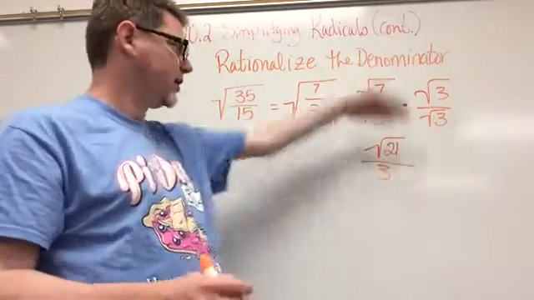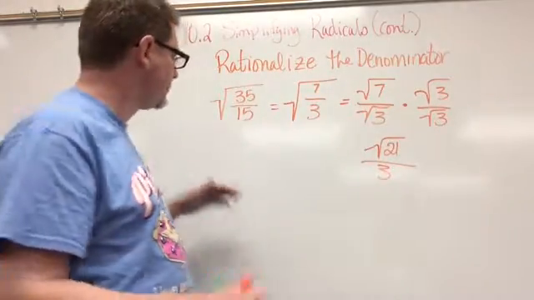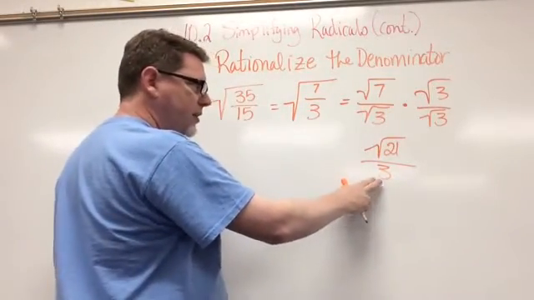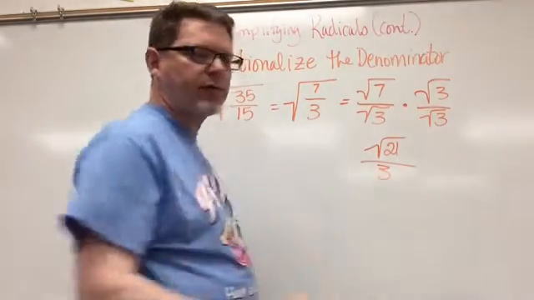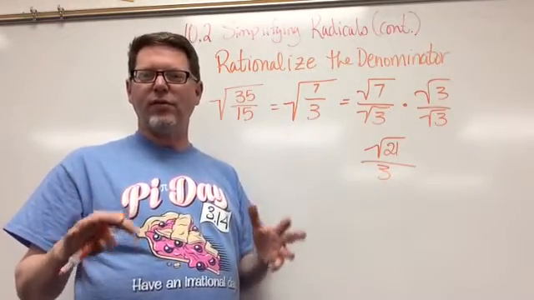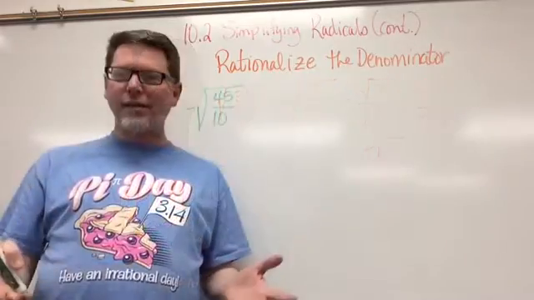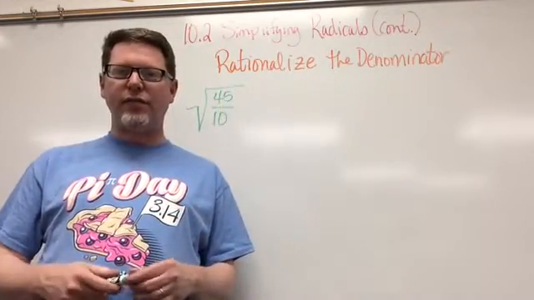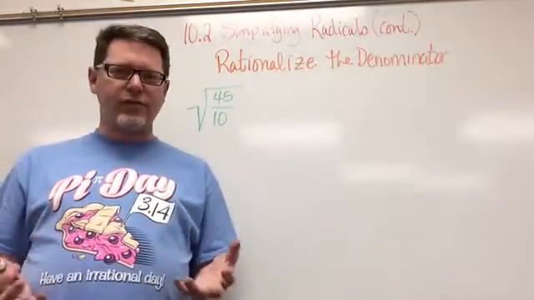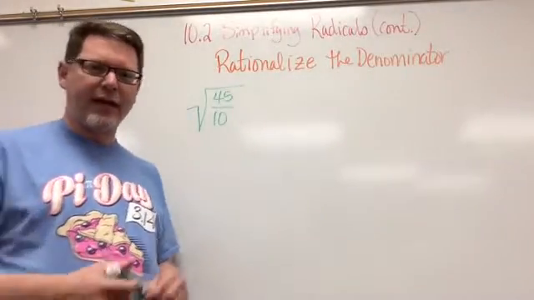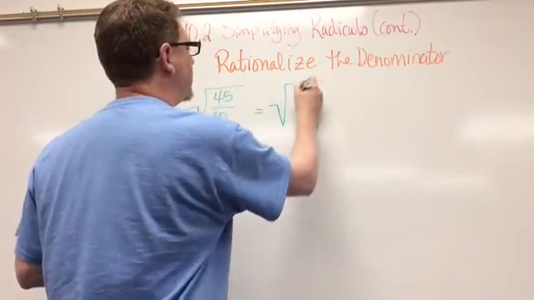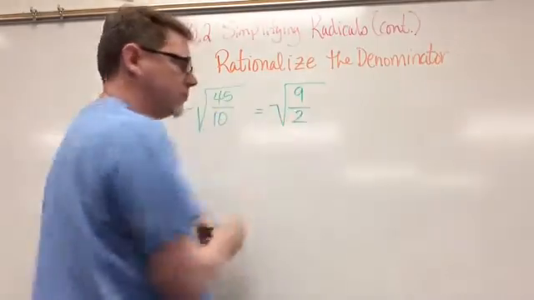So what I've done is I just rationalized the denominator. So the square root of 35 over 15 actually simplifies to the square root of 21 over 3 because I got to get rid of the square root in the denominator. So the next example we're going to look at is the square root of 45 over 10. So again, 45 over 10 is not in simplest form, so I can divide both of those by 5, and I get the square root of 9 over 2.